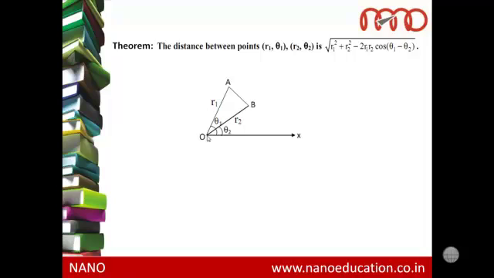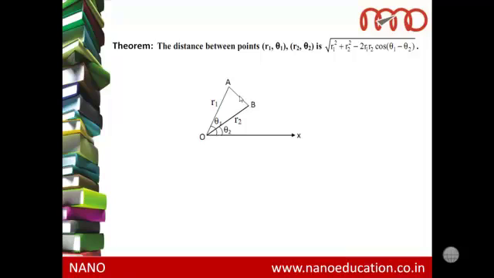Let's say O is the initial point and OX is the initial ray. A is the point (r1, theta 1) and B is the point (r2, theta 2). Obviously OB distance will be r2, OA distance will be r1, angle AOX is theta 1 and angle BOX is theta 2.